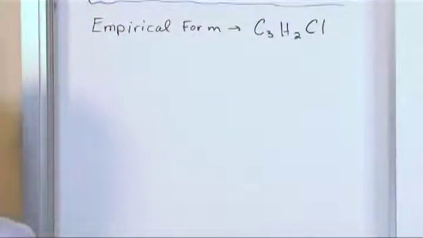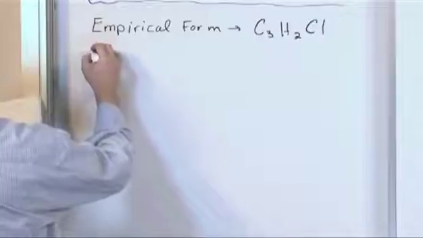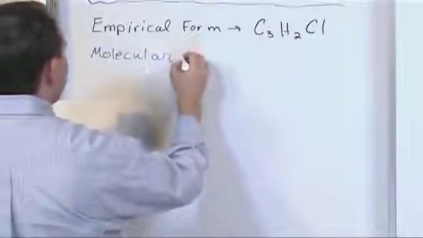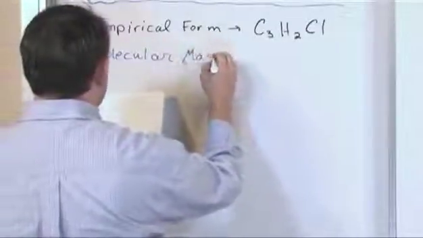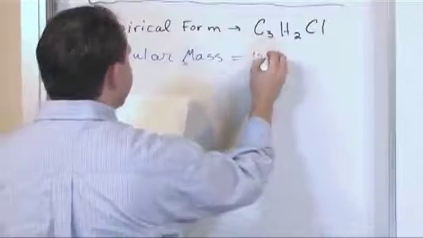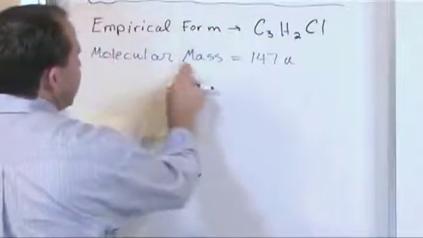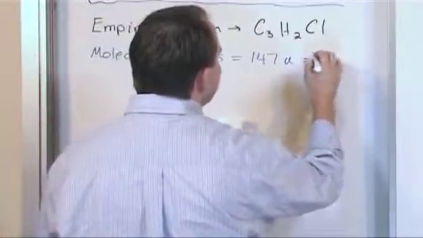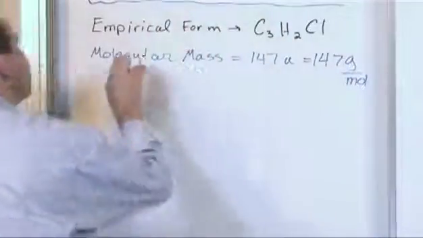How do we find that whole number multiple? Well, they give you a crucial clue, because we know that the molecular mass is 147 atomic mass units. And you guys need to be savvy enough to know, now that we've talked about that, that when you have atomic mass units, it's the same thing as saying 147 grams per mole. Right? This is the molecular mass.